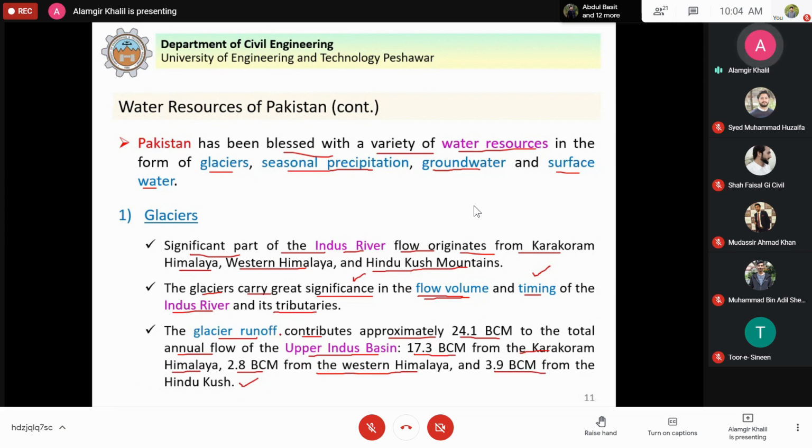So these glaciers are very important. They are supplying water to millions of people in India, Pakistan, Bangladesh, Nepal. We are dependent on water from these glaciers.